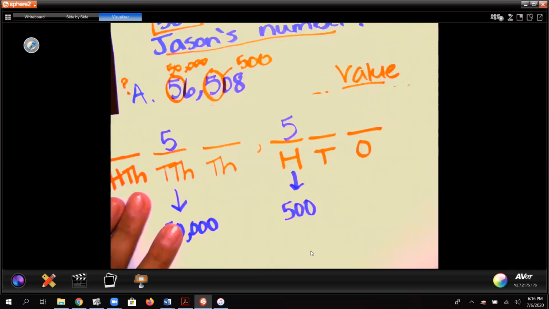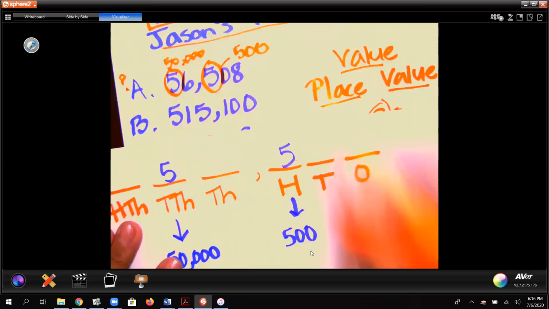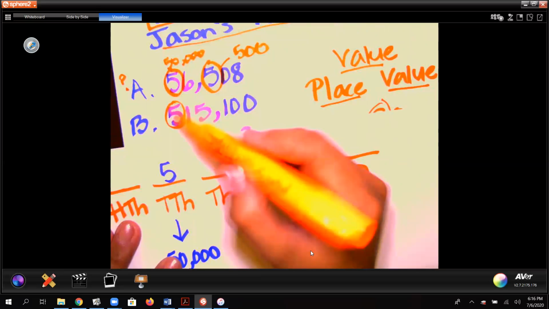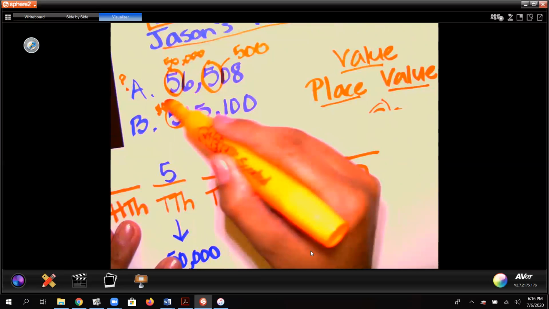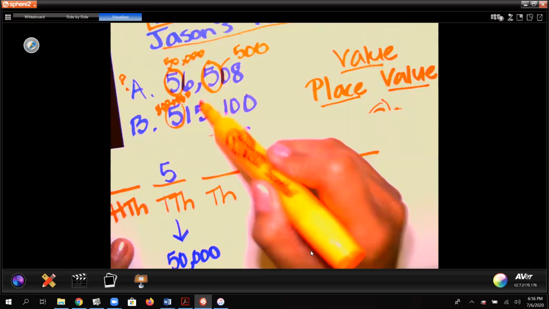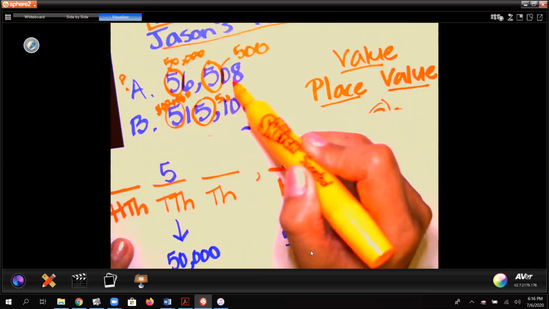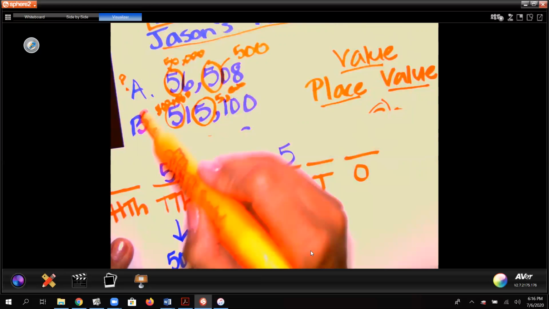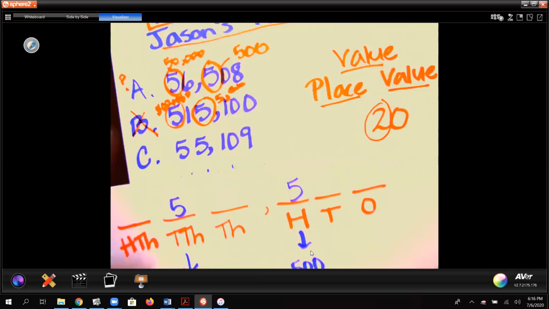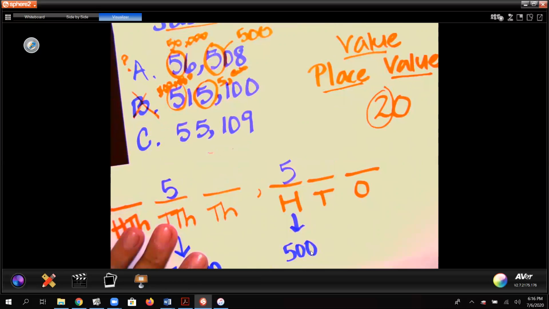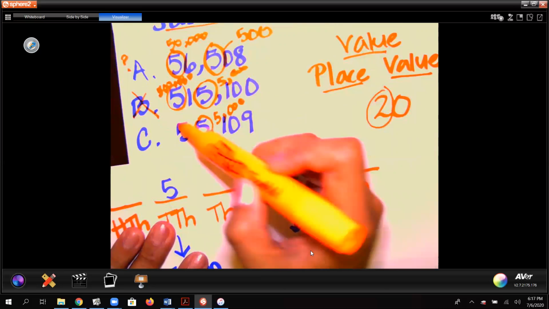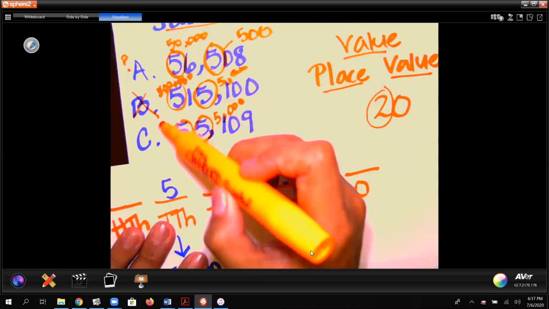What about this next one? This 5 has a value of 50,000. Sorry, 500,000. So is that correct? That's already wrong, isn't it? This one has a value of 5,000. So they're both false. Put an X to that one. Okay, what about this one? Let's see. This one has a value of 5,000. This one has a value of 50,000.